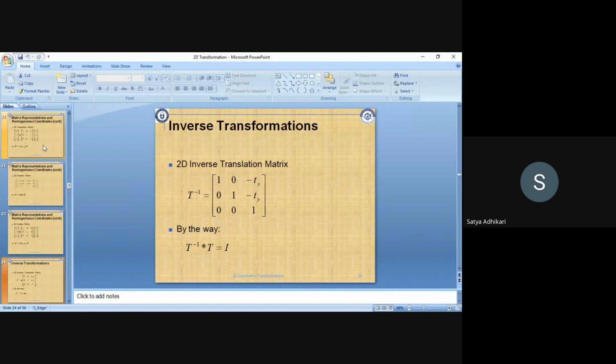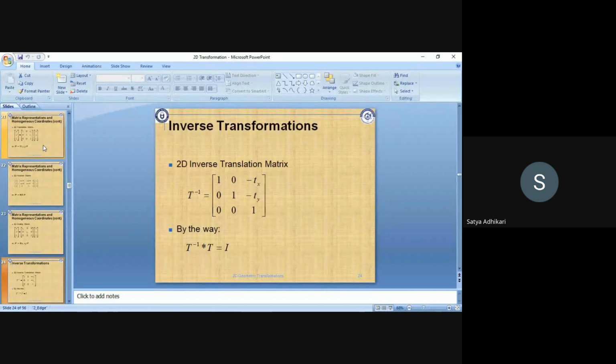Suppose translation is a transformation, we know. Suppose we apply translation to a point or a line or a polygon, whatever it may be. After translation, the object changes its position, and now I want to come back to my original position. Maybe I made a mistake, or my work is completely done. Again, I want to come back to the original position. You apply the inverse transformation.